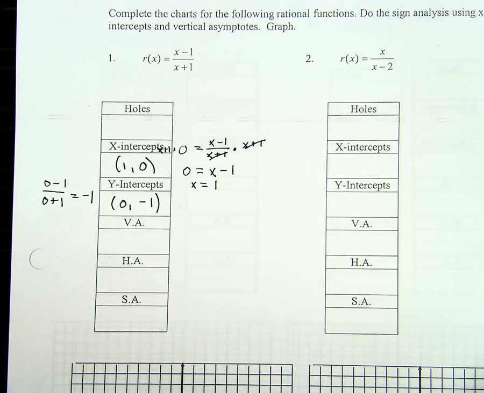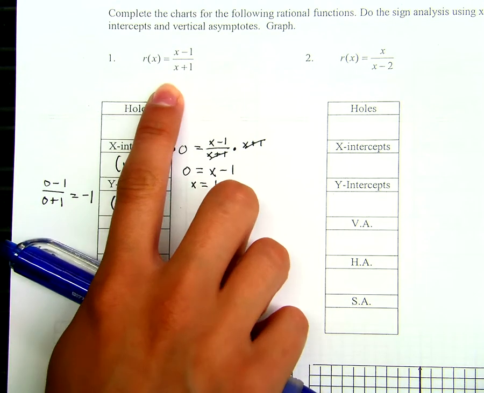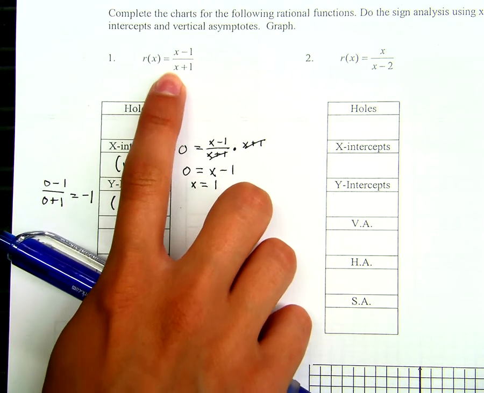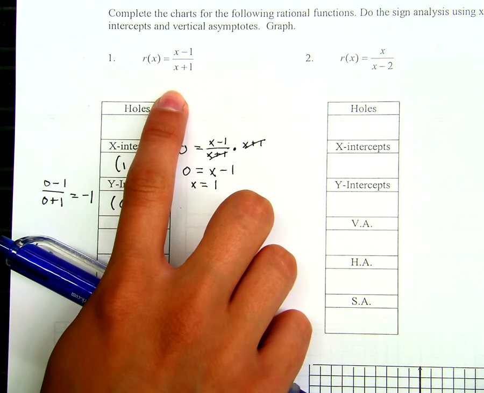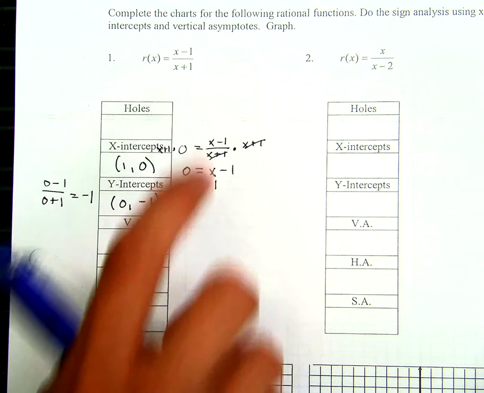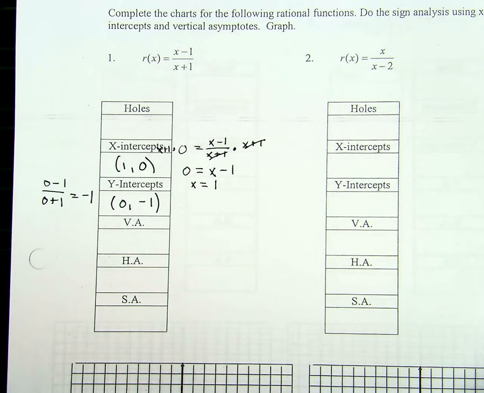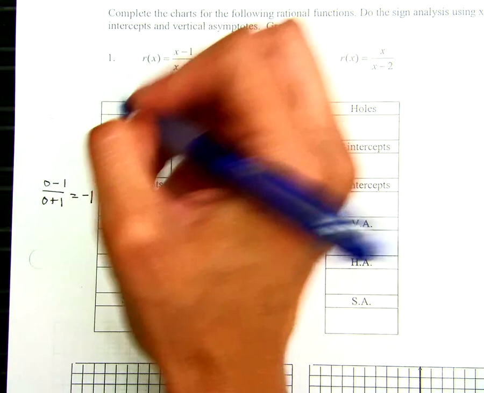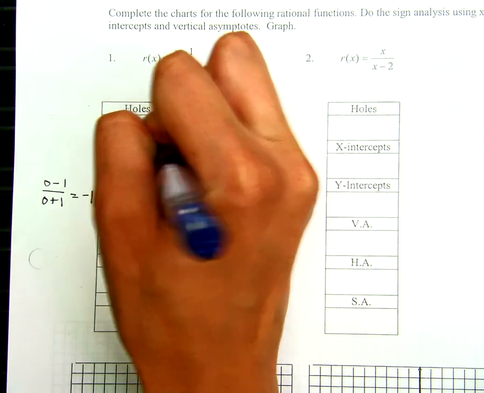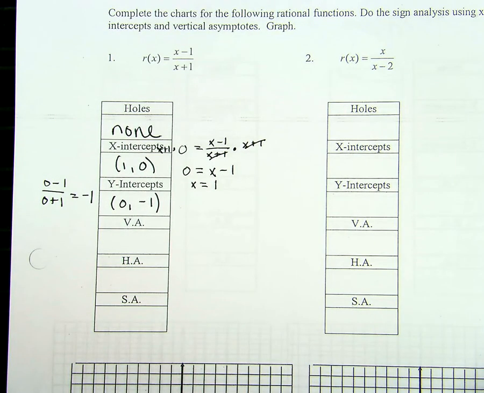Now holes. Holes are where the function simplifies, where we ended up canceling something from the numerator and denominator. Now the function I gave you up there at the top, the original one, x minus 1 over x plus 1, that is its simplified version. We cannot simplify this function any further, so therefore, since nothing cancels from the numerator and denominator, this has no holes. So we will write none in that box.